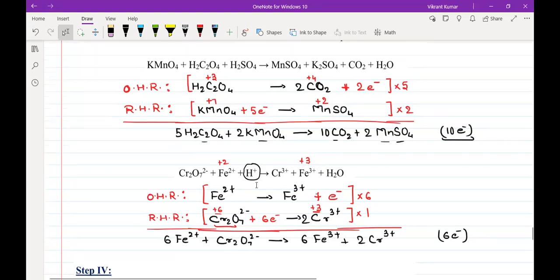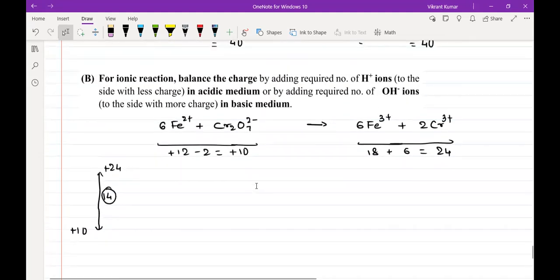So now we have H plus. Now H plus जिधर भी आएगा na, it will increase the charge because it is having positive charge. Hai na? So if you want to add H plus, I have to add that on the side which is deficient in charge or which is having less amount of charge. And that's why 14H plus will balance the charge. Hai na? Is it okay?